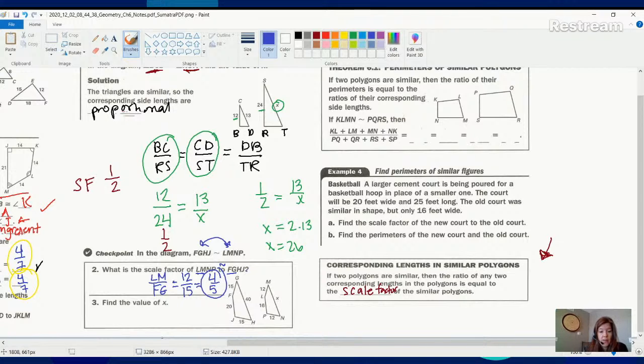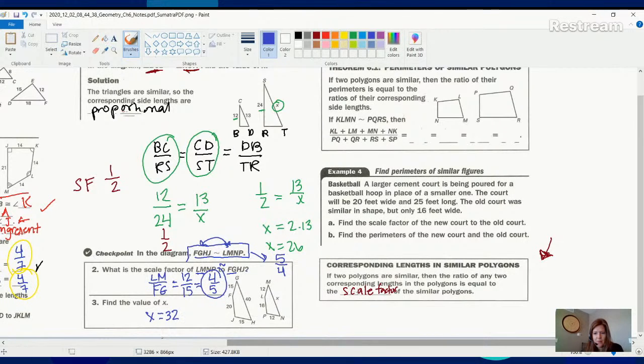Now, if I asked you to find the scale factor of this one, of FGHJ to LMNP, that scale factor would actually be 5 to 4. It would be flipped. Okay, and if you want a little extra practice and you want to know what the value of x is for this one, I'm not going to do it, but x would be 32. So if you want a little practice there, you can do that. All right, one more problem.